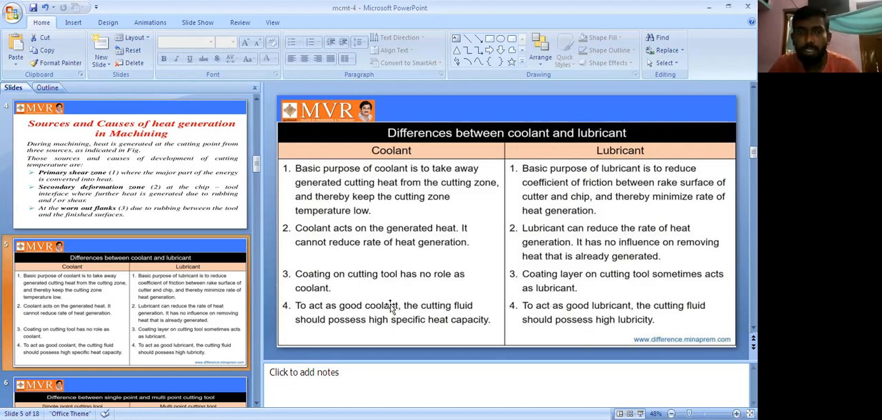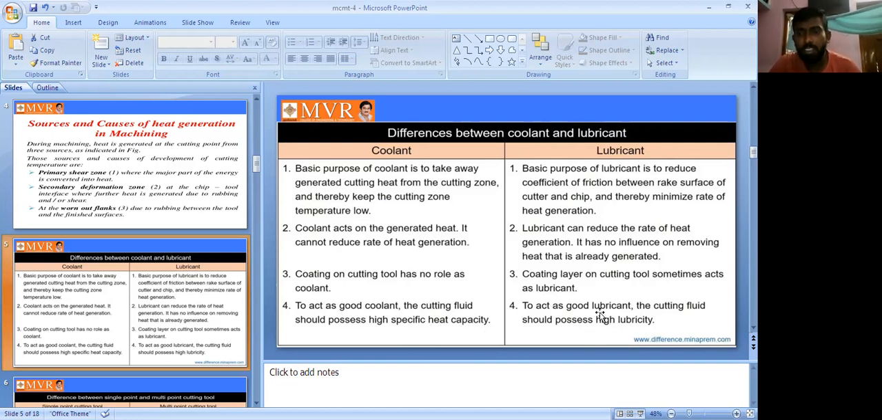So the coating sometimes acts as lubricant. It does not play the key role in the coolant process. So to act as a good coolant, the cutting fluid should possess high specific heat capacity.